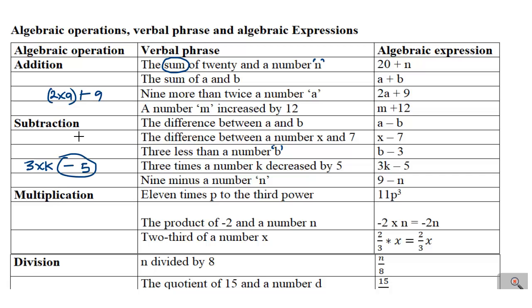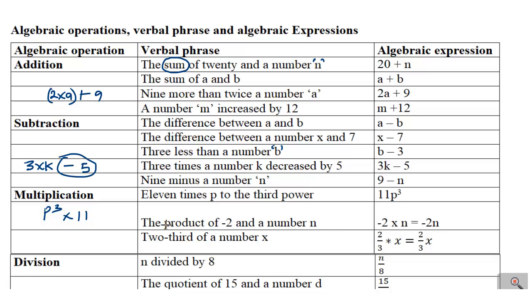So for multiplication, all of these are not exhaustive, we still have others. When we begin to apply them in questions, it also applies to multiplication. 11 times p to the third power. To the third power means p raised to the power of 3, times 11. So that will give us 11p raised to the power 3, also known as 11p cubed. Then the product of minus 2 and a number n will be minus 2 times n, and you see that I put equality sign here. So that will give us minus 2n, though it doesn't change the fact that this is still an expression.